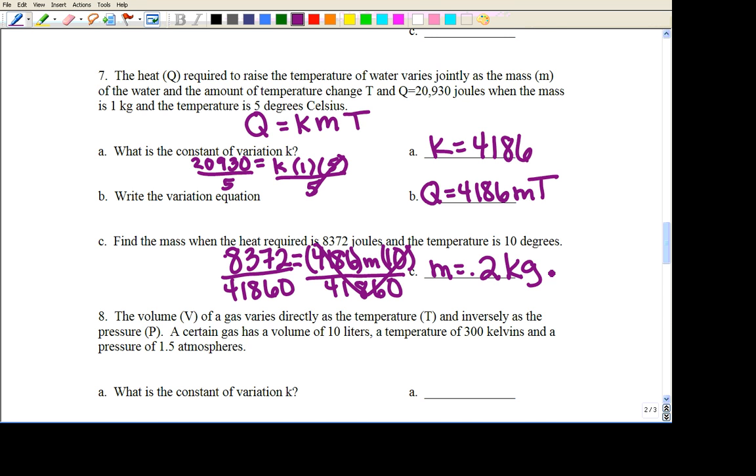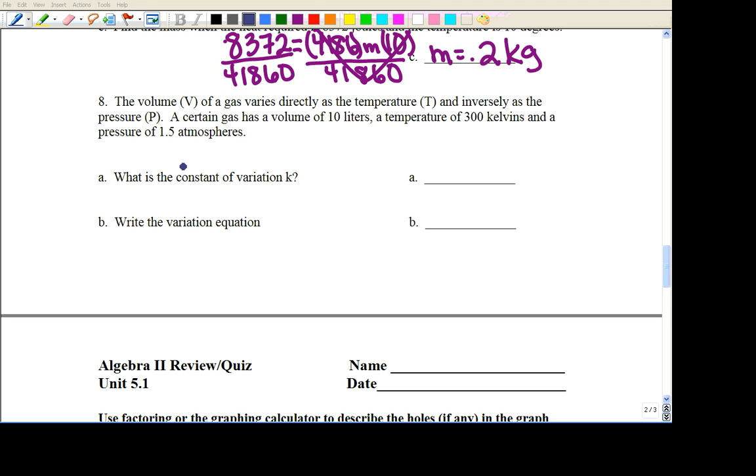All right, let's check out number 8. Number 8, the volume V of a gas varies directly as the temperature T and inversely as the pressure P. A certain gas has a volume of 10 liters and a temperature of 300 kelvins and a pressure of 1.5 atmospheres. So what is the constant variation K? Well, let's go ahead and set up the plain equation first.